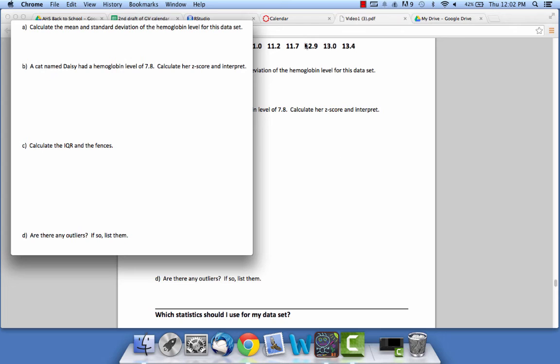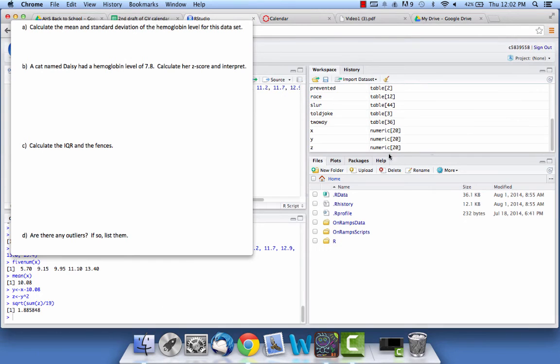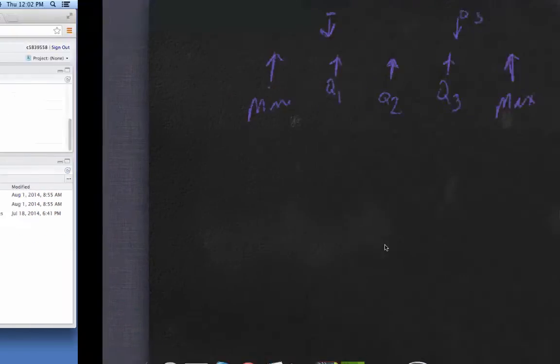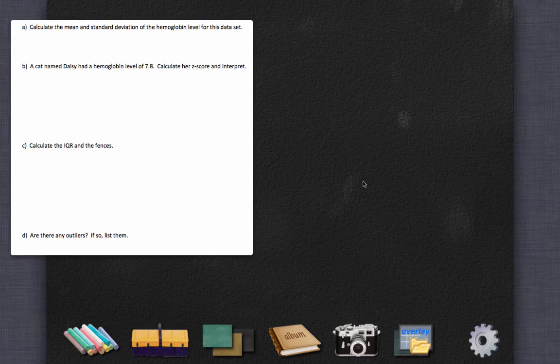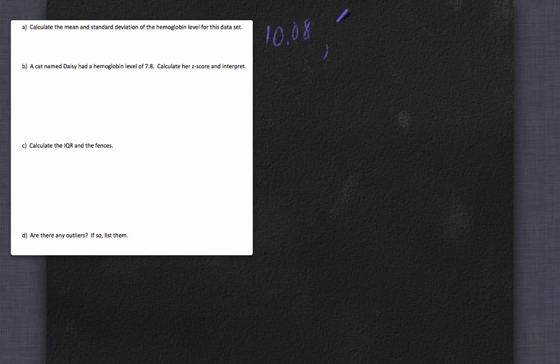Okay, so the mean and standard deviation, 10.08, 1.89. Cat named Daisy had a hemoglobin level of 7.8. Calculating her z-score is something I didn't go over, just for the purposes of answering the question. I'll tell you quickly, but we are going to go back over this later. It's just how many standard deviations away you are from the mean and in which direction.